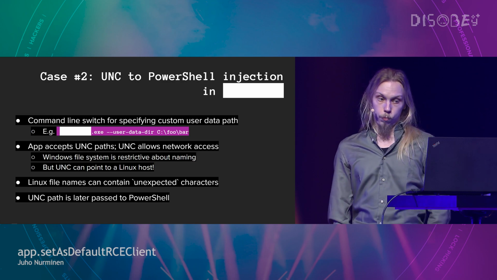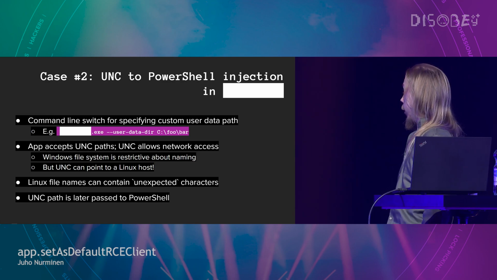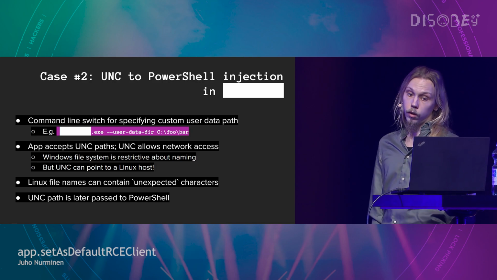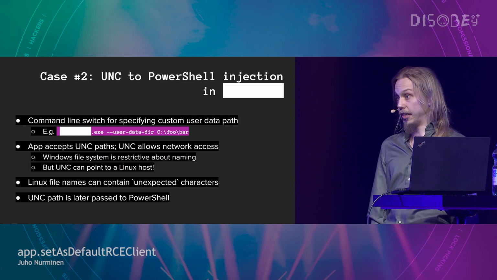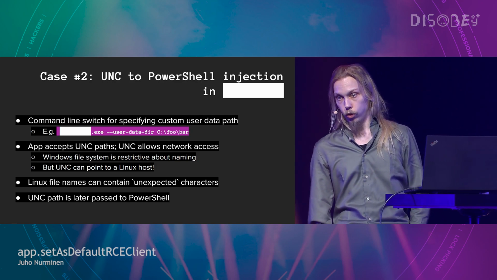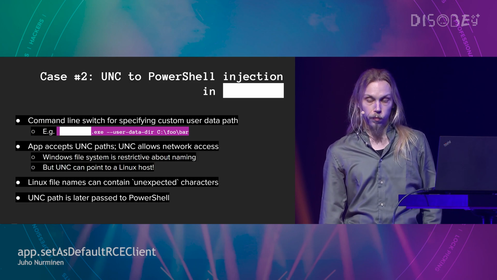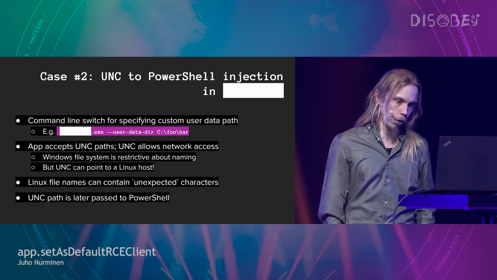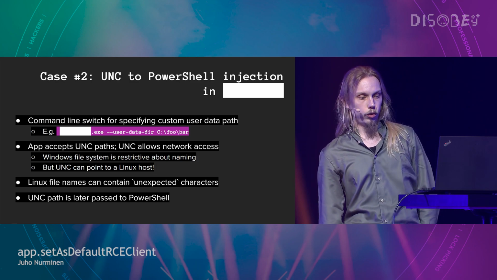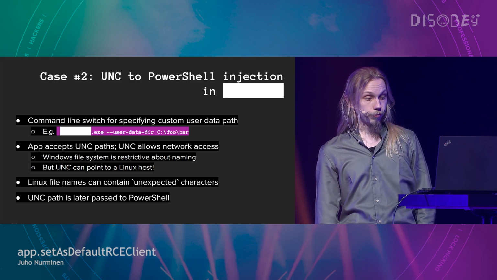This is very similar to the previous one. This app also had a command line switch for specifying a user data directory. It also supported UNC paths, but what it did not have is a way to execute code from the user data directory. So the approach that I used in the previous exploit didn't work here. I had to come up with something else.